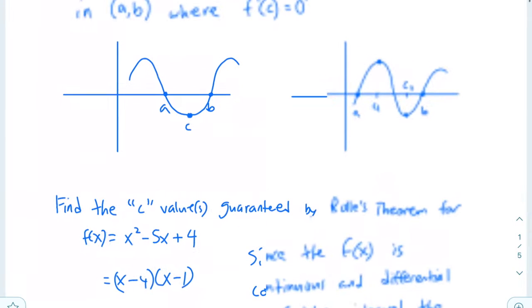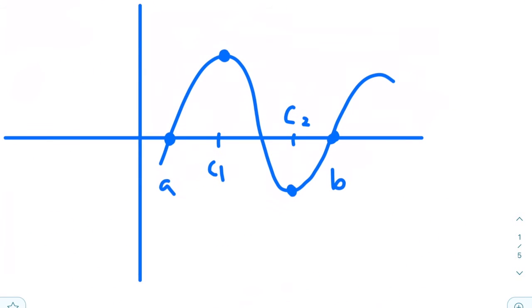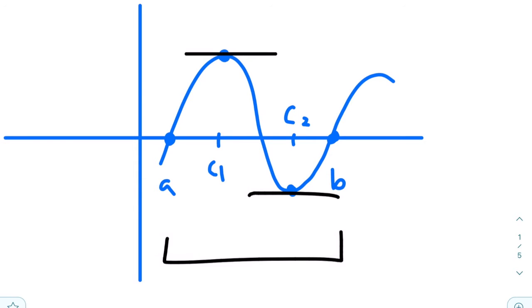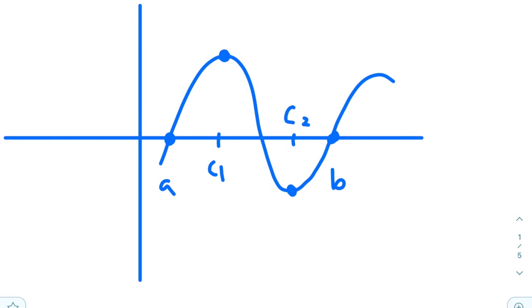In this case, we have another curved function. We can see that there are x-intercepts at a and b, so we can take the interval between a and b. How many c values are there here? In this function, we can see there's a turning point here, meaning the derivative is 0 at this point, and there's another turning point here, meaning the derivative over there is 0 as well. So in this case, there are two c values.